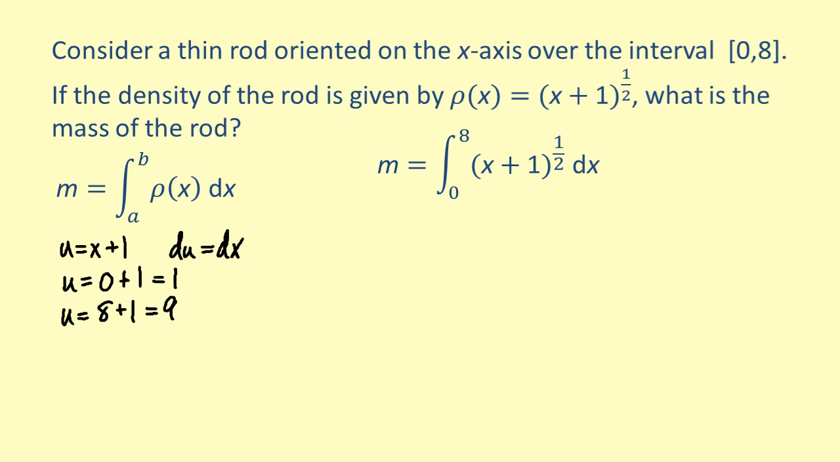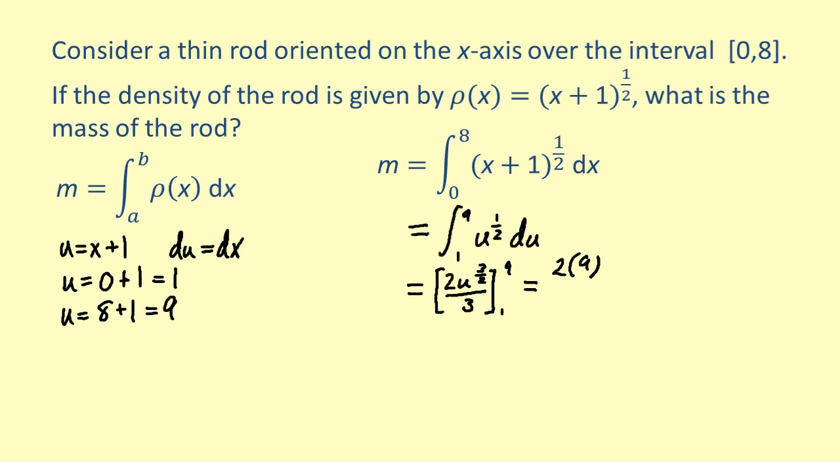Substituting u and du, and using our new limits of integration, we get the integral of u to the 1/2 du from 1 to 9. Integrating, we get 2u to the 3/2 over 3, evaluated from 1 to 9. Now we can substitute the limits, and we get 2 times 9 to the 3/2 over 3, minus 2 times 1 to the 3/2 over 3.